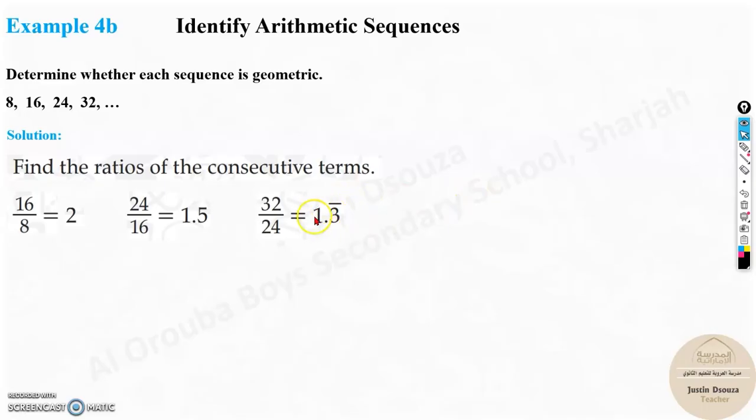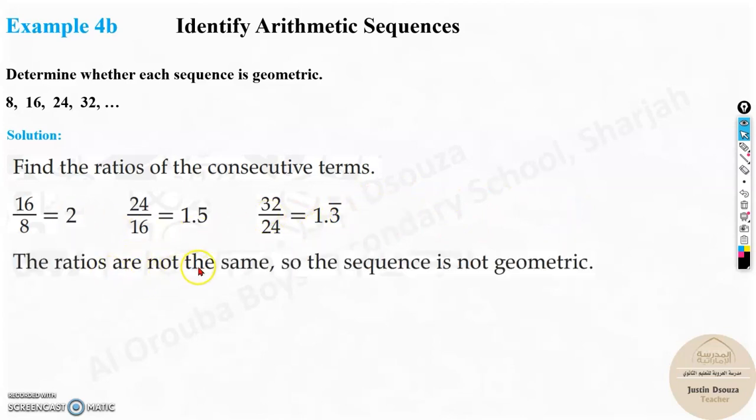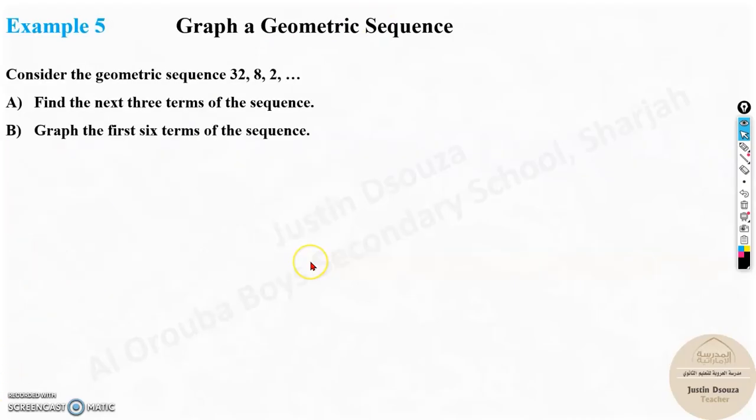If it's recurring, like 1.333, you put a dash over it. This denotes it's continuous threes that goes on. So these are not the same. The ratios are not the same over here, so the sequence is not geometric. This is how we can solve the basic problems. In the next videos, we will see a little bit more problems regarding graphing and other things in geometric sequences.